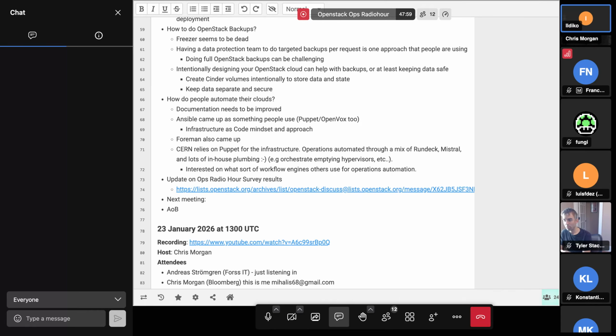For preferred time slots, the current time slot is not the absolute winner. However, it is in the top three. 13, 14, and 1500 UTC got the highest votes. So my personal assumption is that respondents are likely in a bigger percentage maybe in Europe or East Coast of North America or something along these lines. But I think every single UTC slot got some votes.